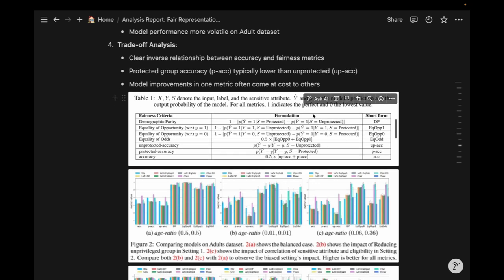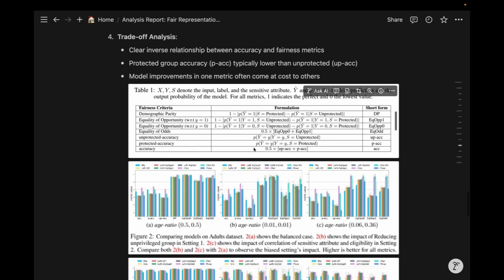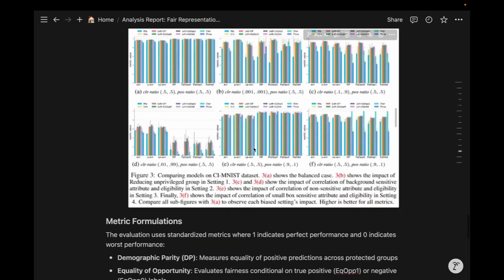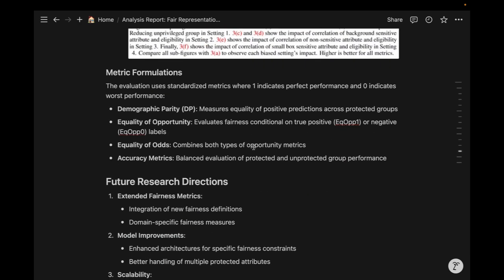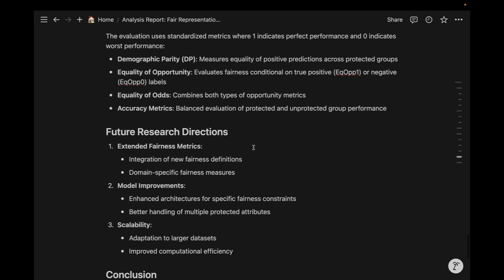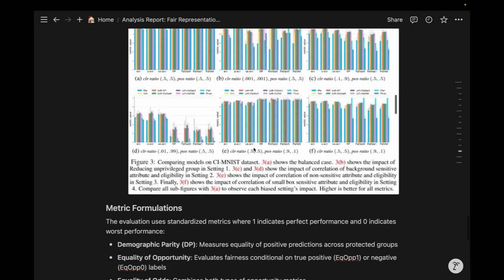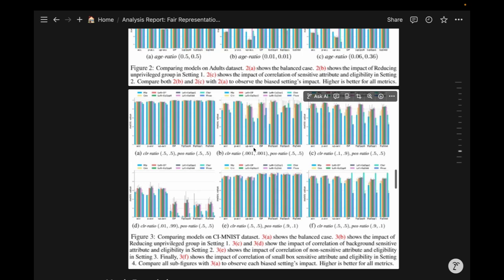Equality of opportunity comes in two variants. For the positive class, ensuring equal true positive rates; for the negative class, ensuring equal false positive rates. Our experiment revealed several crucial insights.